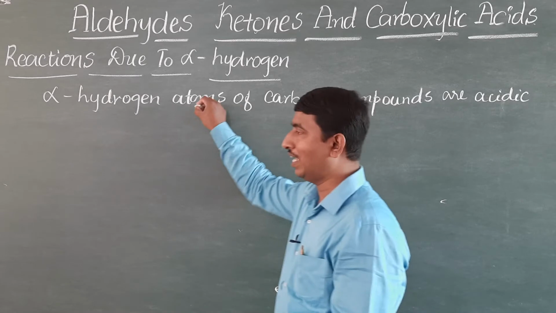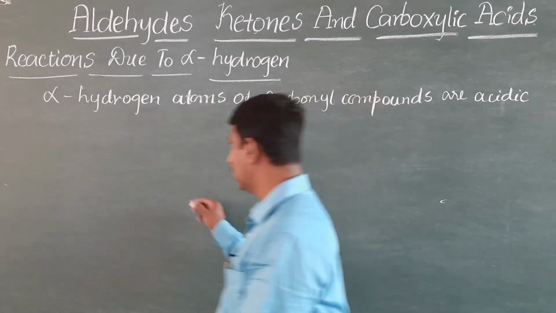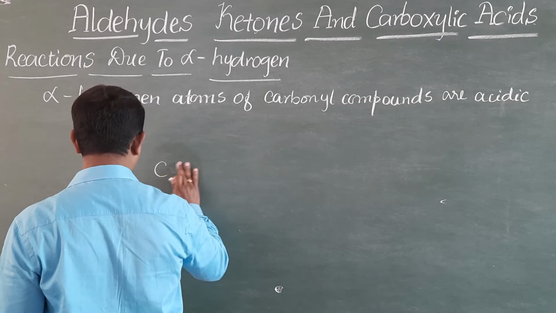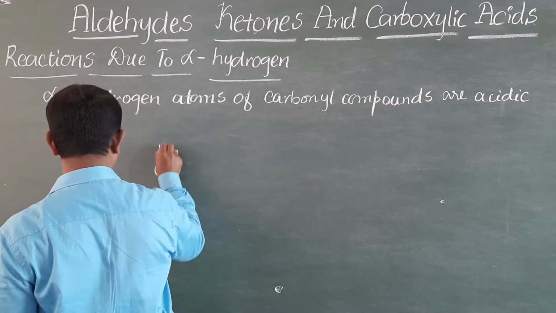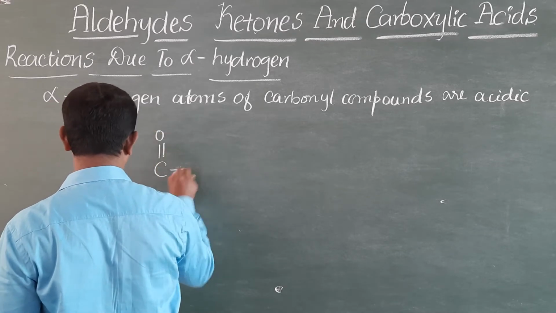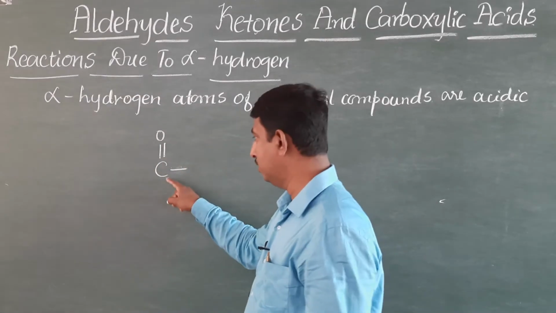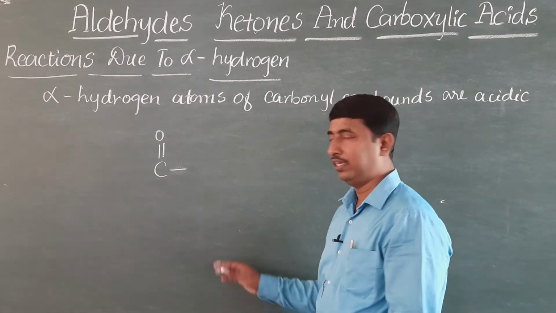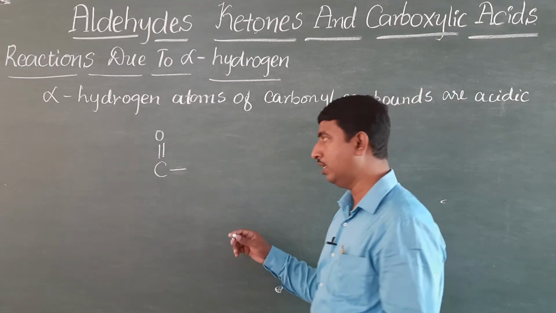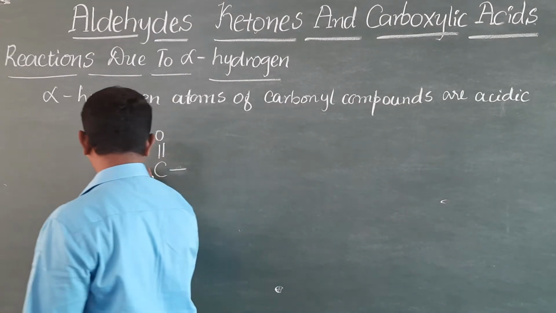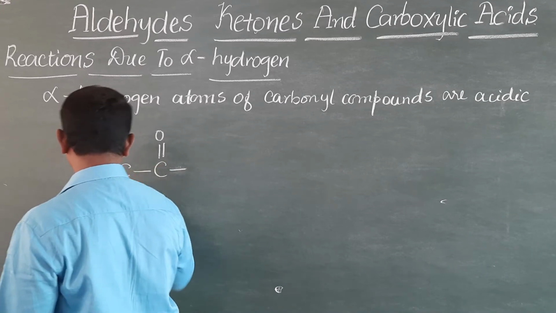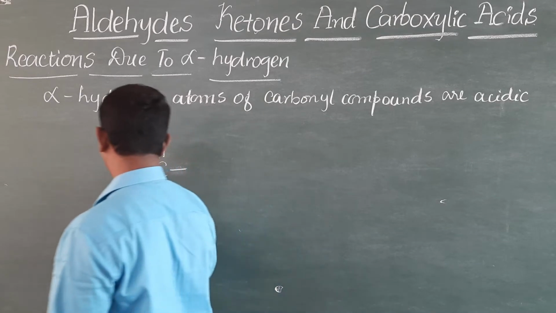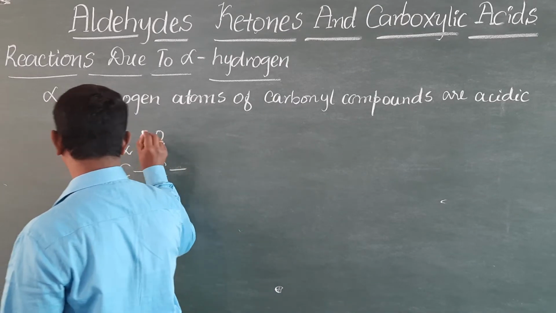Now what are these alpha hydrogen atoms? Carbonyl compound means there should be C double bond O group, that is carbonyl group. This is aldehyde or ketone. And this carbonyl group is the functional group of aldehydes and ketones. Now nearer to this functional group, there will be a carbon atom. This carbon is named as alpha carbon.